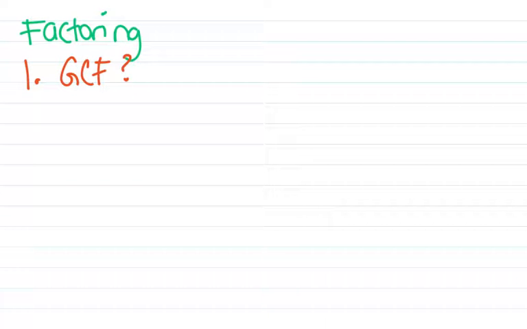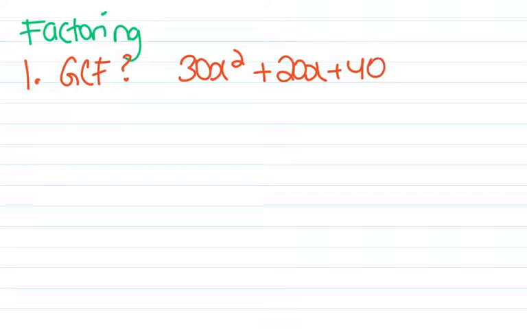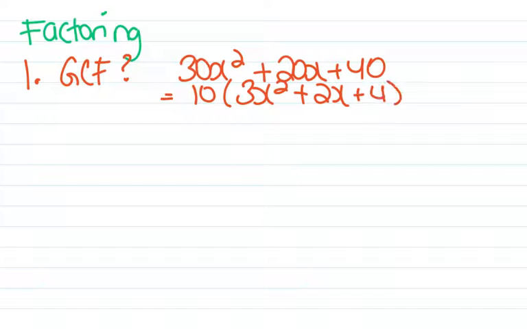So if I have 30x squared plus 20x plus 40, I can take a 10 out of each term. So then I would do that. That's taking out the greatest common factor. So then I would have 10 bracket 3x squared plus 2x plus 4. And now it's a simpler equation in the bracket for me to factor. So that's just the first thing you do in order to simplify.